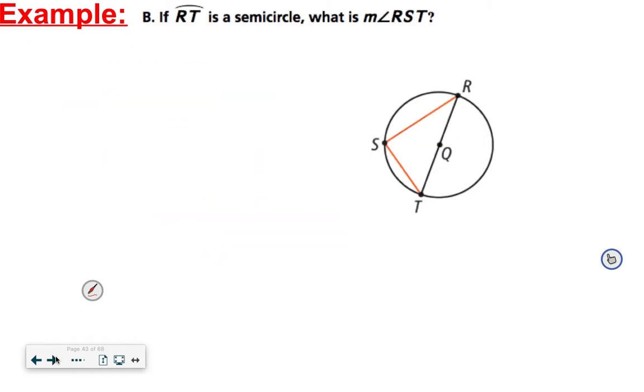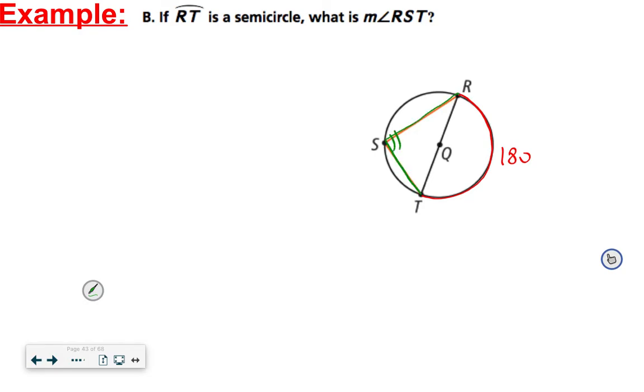Next, if arc RT is a semicircle, and we know that the measure of the whole circle is 360, and what about the semicircle, which is 180? What is the measure of angle RST? I am looking for here.